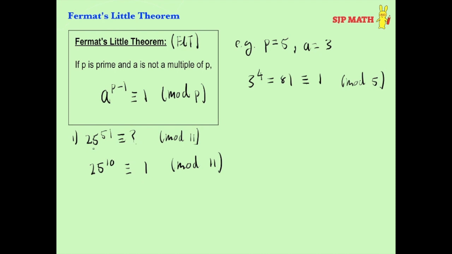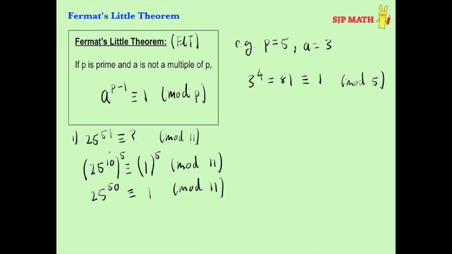This is because in modular arithmetic, you can set both sides of the congruence equation to the same power and it won't affect the results. So we can set both sides to the power of 5 because 50 is the largest multiple of 10 that is smaller than or equal to 51. We're trying to make this number as close as possible to this. And this gives us 25 to the power of 50 is congruent to 1 to the power of 5, which is just 1, mod 11.